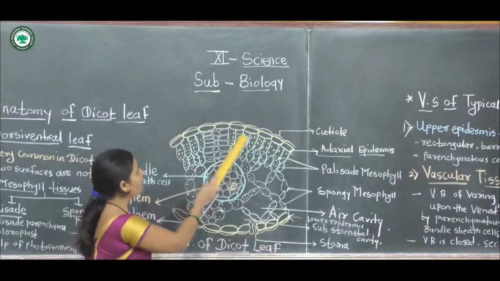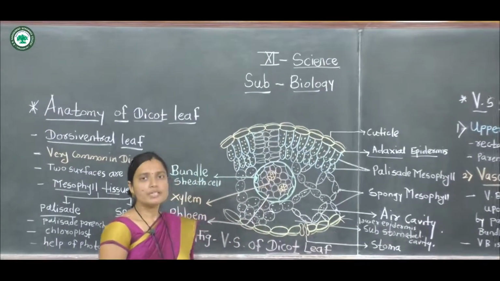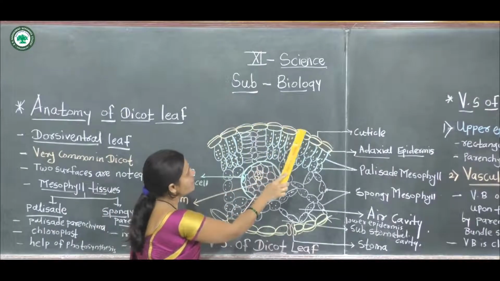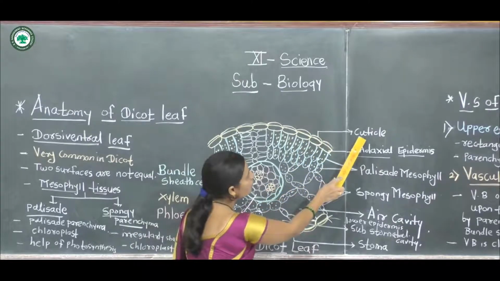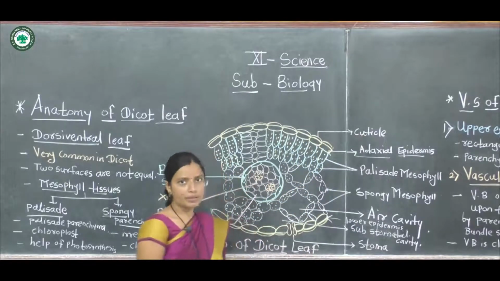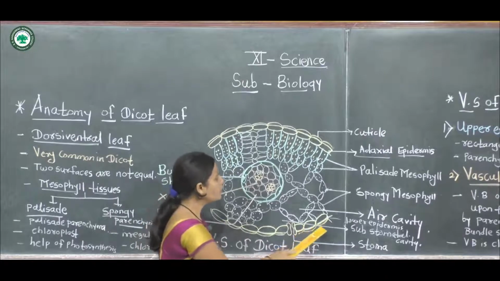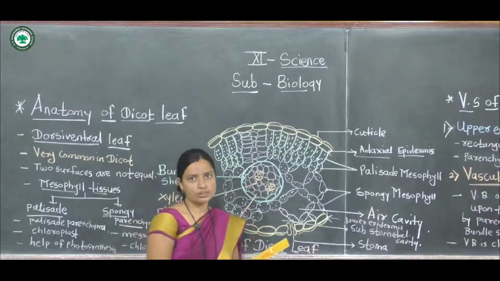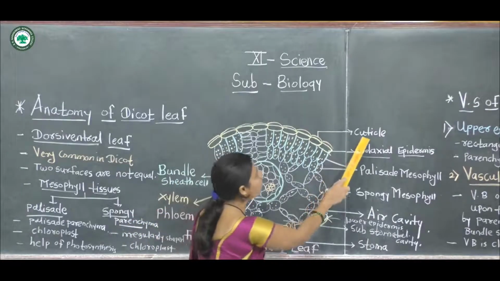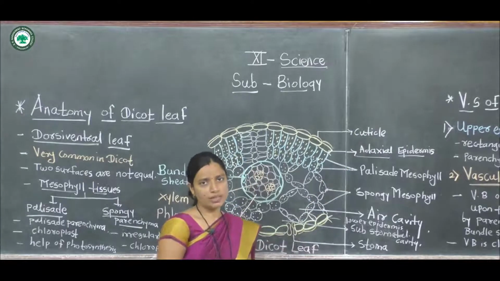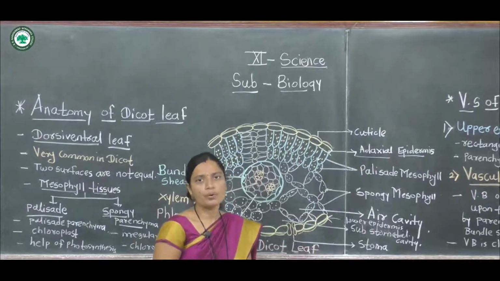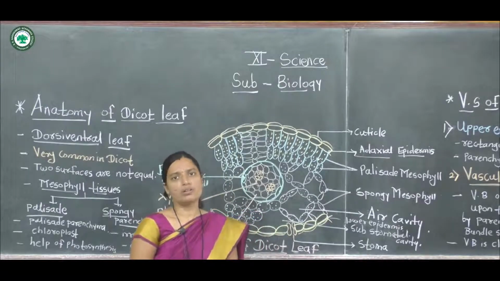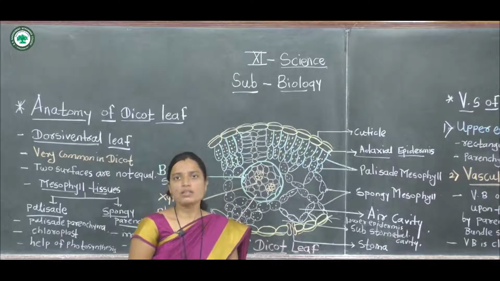This is the upper and lower epidermis. On the epidermis there is a thin layer, and this thin layer is called the cuticle. The covering of the upper and lower epidermis is this thin layer structure, the cuticle, and it is very important for the protection of the inner cells of the internal structure of this leaf.